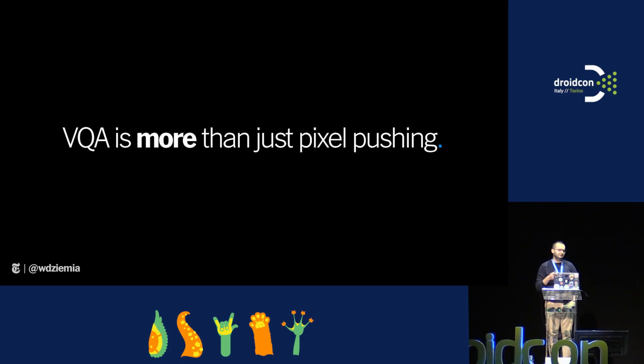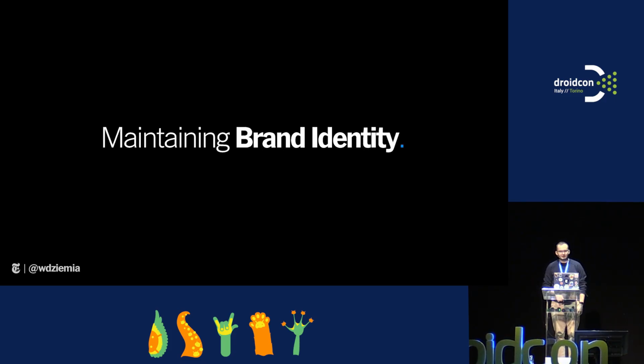VQA isn't only just pixel pushing, and it can't be. You have more than just a pixel on the screen, right? It has to do a lot with maintaining brand identity. So what is brand identity? It can't just be an 8-point design system, right? A grid system, or 16-dip margins, or a collapsing toolbar, a view pager, what have you. It's more about expressing your brand through the UI.